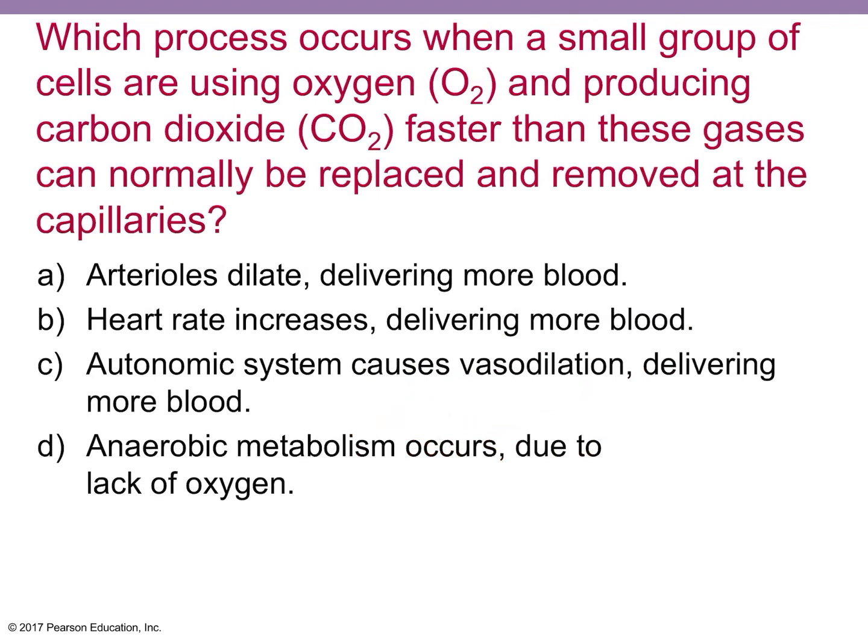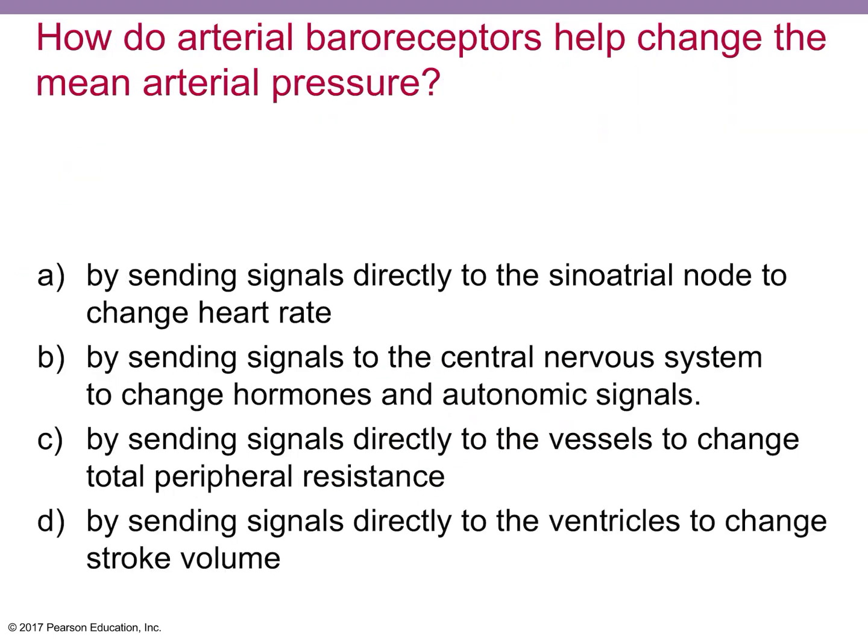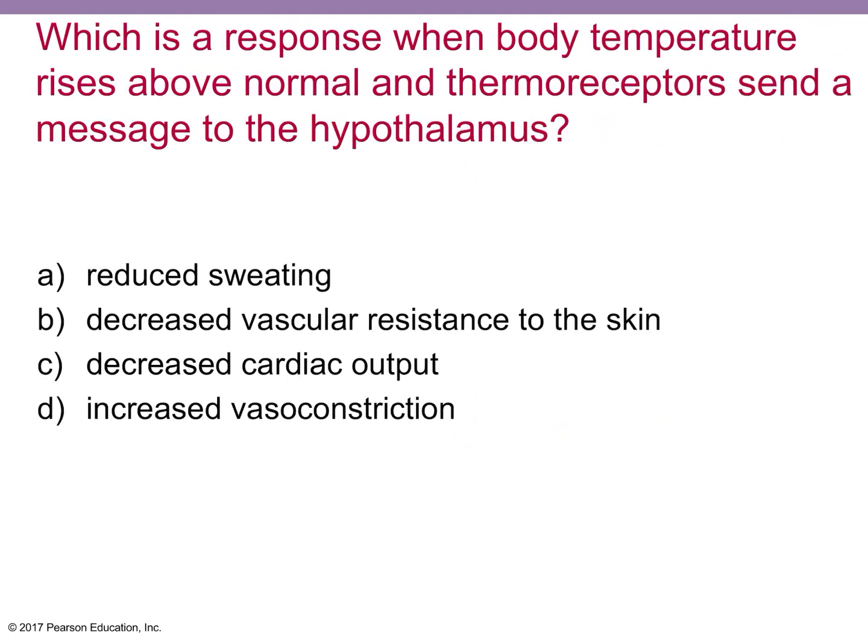Which process occurs when a small group of cells are using oxygen and producing carbon dioxide faster than these gases can normally be replaced and removed at the capillaries? Okay, so the answer is they're going to dilate. Arterioles will dilate. How do arterial baroreceptors help change the mean arterial pressure? You can pause to take a look, and the answer is letter B, by sending signals to the central nervous system to change hormones and autonomic signals.